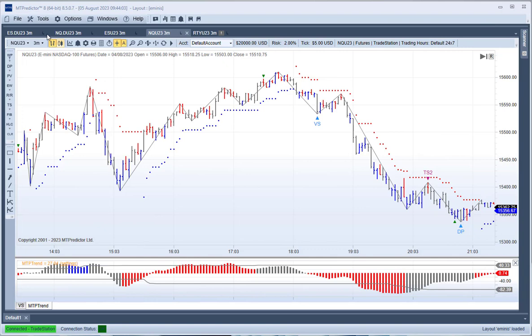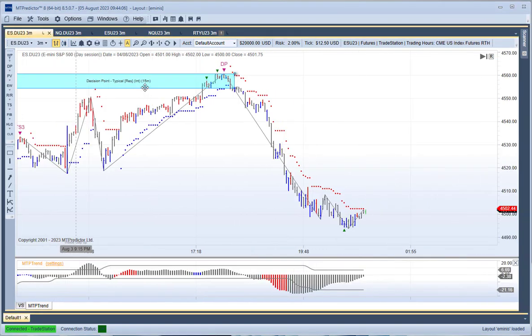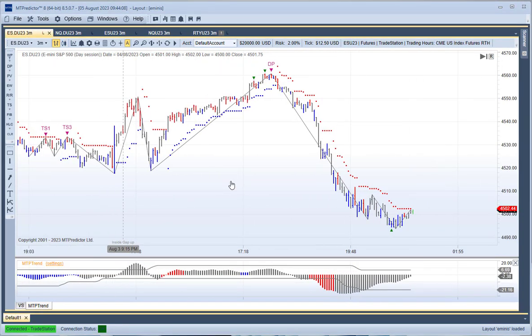So let's have a look at the ES from yesterday. Right, this is a 3-minute chart of the ES from yesterday using the day session only chart, where we look at data just between 9:30 and 4:15 New York time, in other words the regular trading hours for the US E-minis. So how do we approach this?